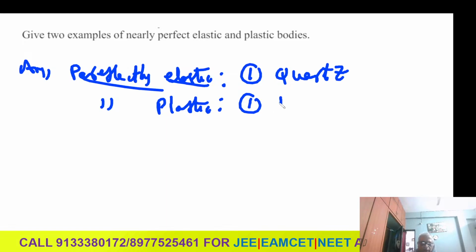Then dough. Dough means atta powder. You mix the powder with water to make chapatis. You extend it, it won't come back. So this is a perfectly plastic body. I wrote two examples. You can collect some more examples.